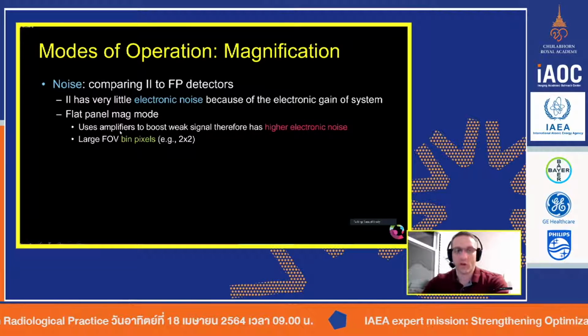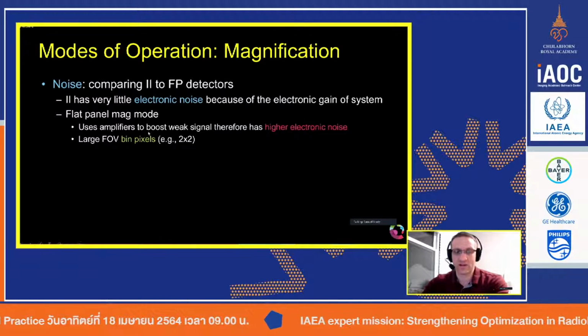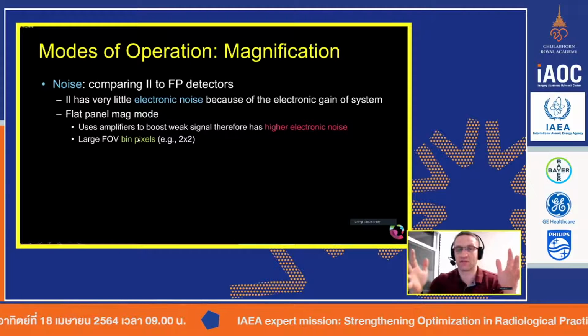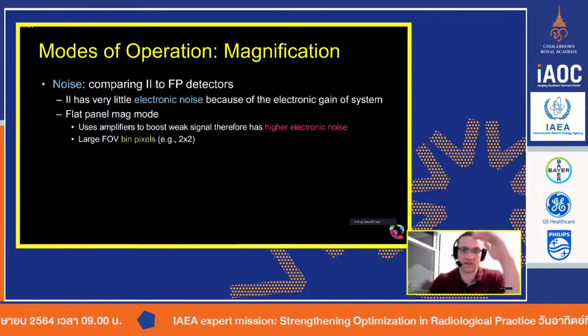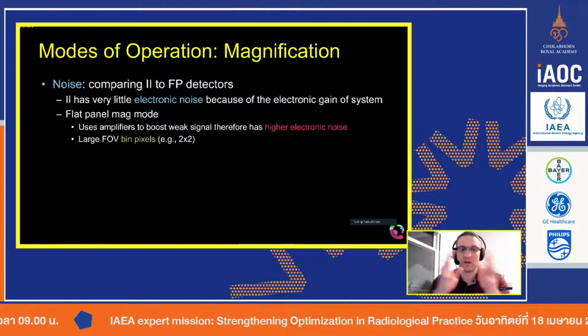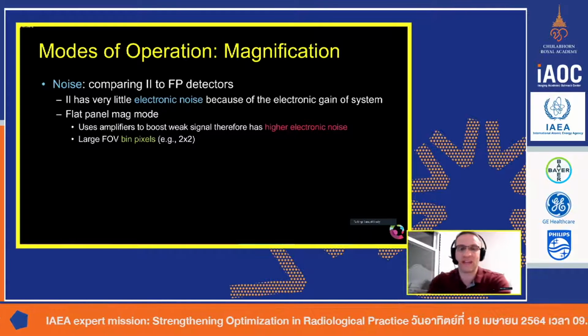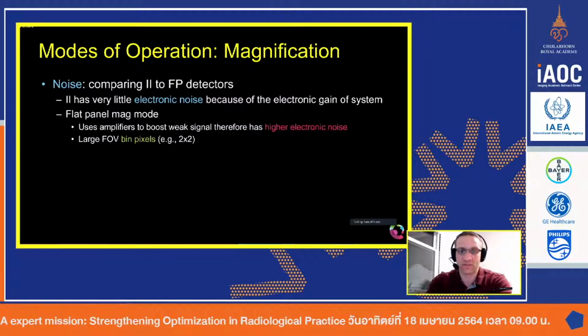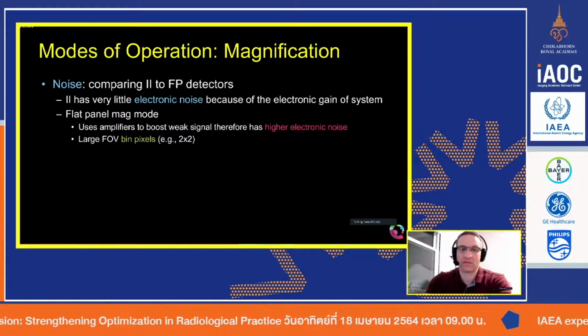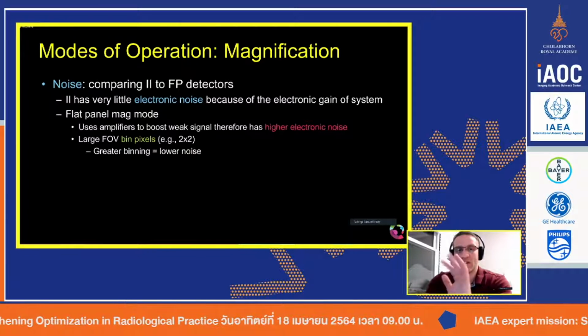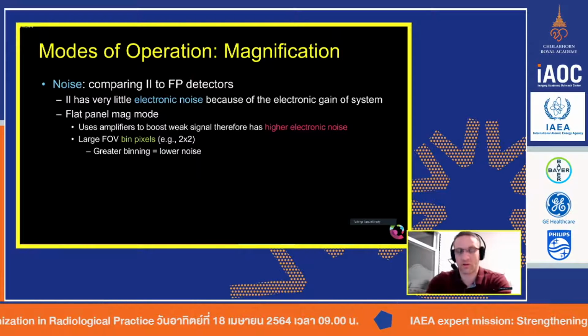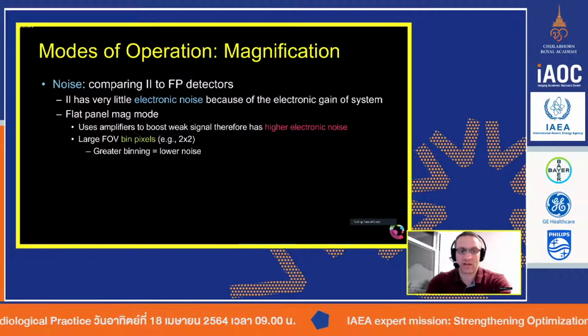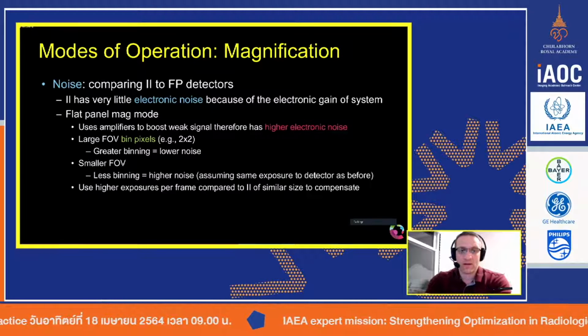And so to overcome that excess noise, especially in a large 1024 by 1024 field of view, they bin it and they shrink the overall image and they average pixels together. And that is how flat panel detectors try to keep the noise comparable or equivalent to an II system. All right.